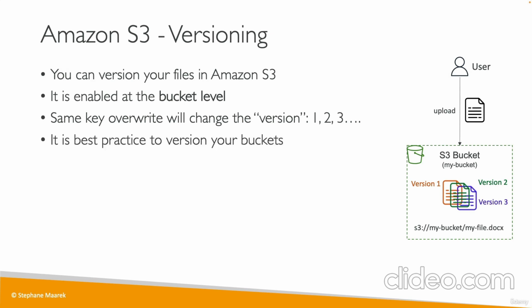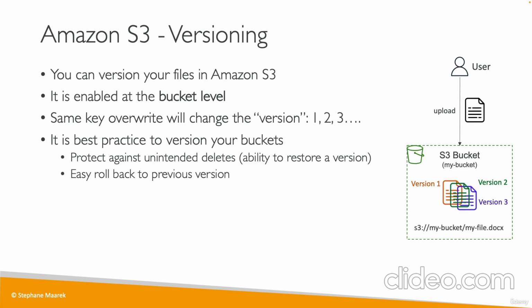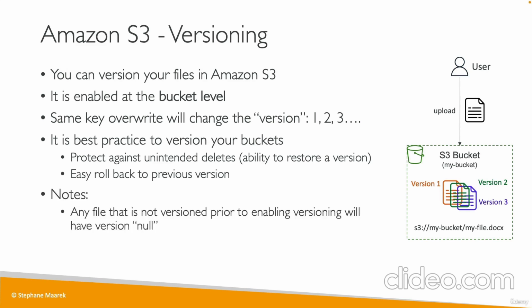So therefore, it is best practice to version your buckets. Why? Well, the first thing is that it protects against unintended deletes. So for example, if you delete a file version, actually you just add a delete marker, and therefore you can restore versions that were previously there instead. You can also easily roll back to a previous version. So if you want to go back to what happened 2 days ago, you can take a file and roll it back.